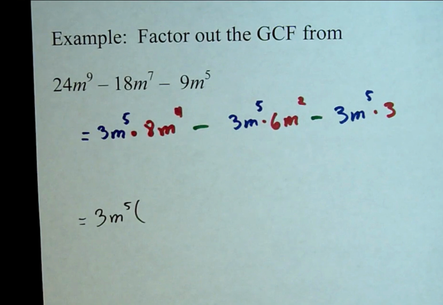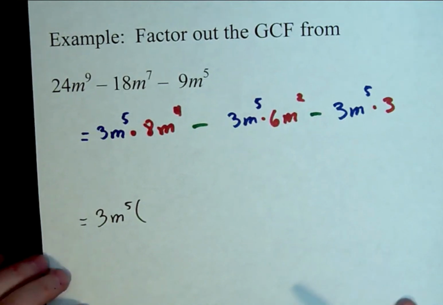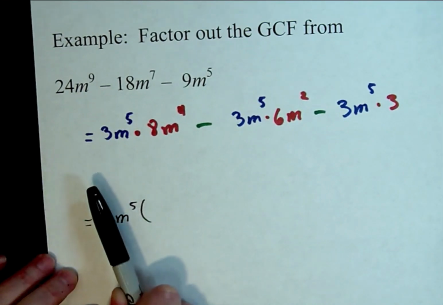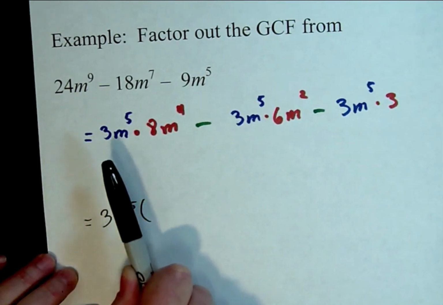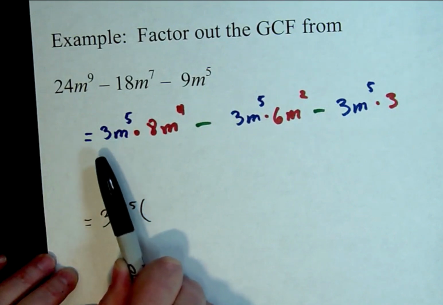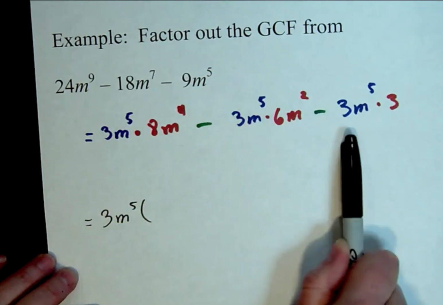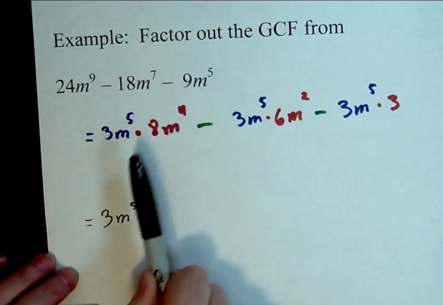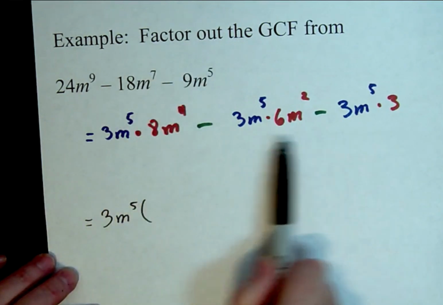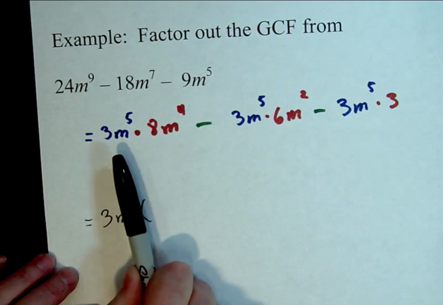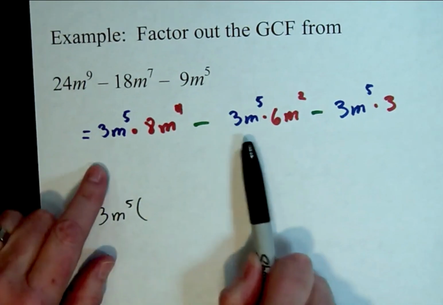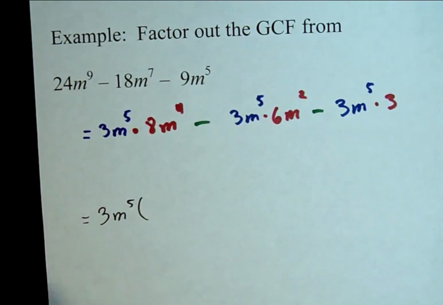Now, to write down the answer, what do I want to say next? What my answer is supposed to be is this polynomial, but with the common factor written out front. Factoring means take something that's not a product and write it as a product. So I'm going to take advantage of the distributive property, but in reverse, to sort of undistribute this common factor and put it out front.